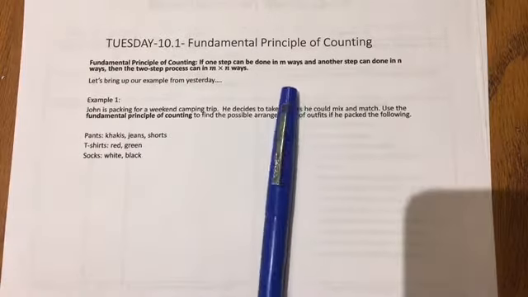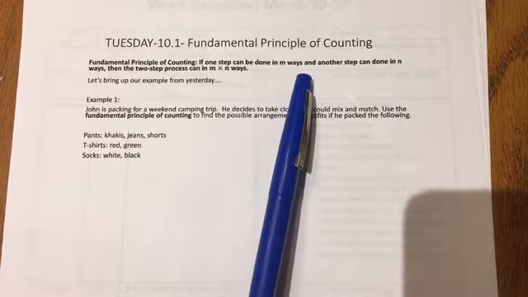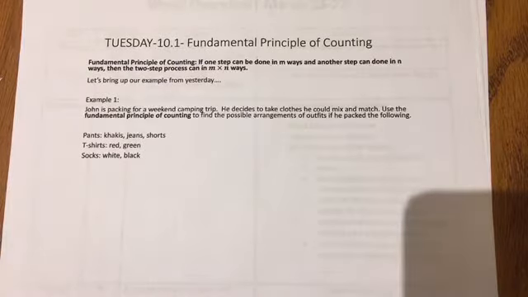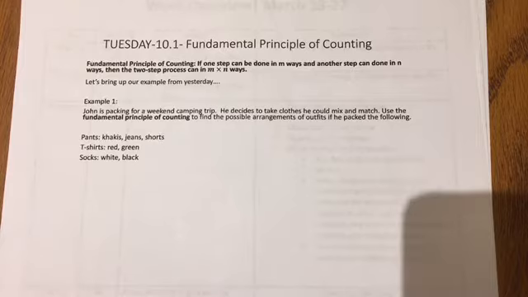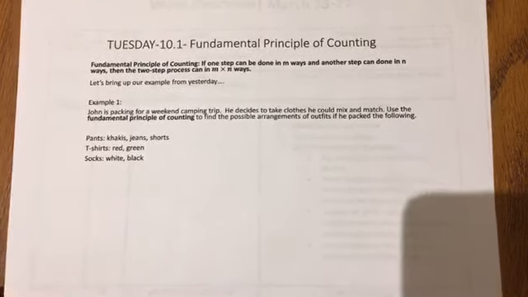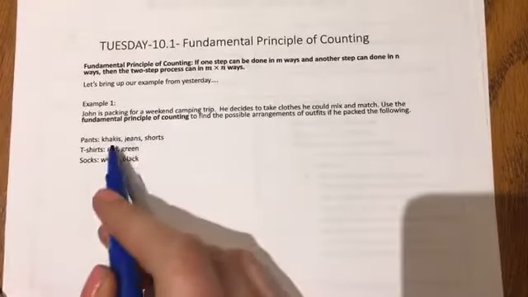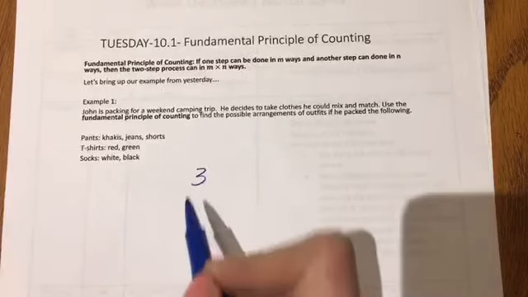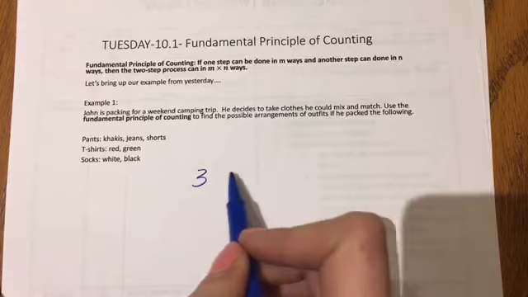Now, the fundamental principle of counting says it can be done in M ways and then N ways, and we multiply them. And another way to think about this is the number of options for each choice. So the first choice he has to make is what pants to wear. And he has how many pairs of pants? 1, 2, 3 pairs of pants. He has 3 options. His next choice he needs to make is t-shirts, right?